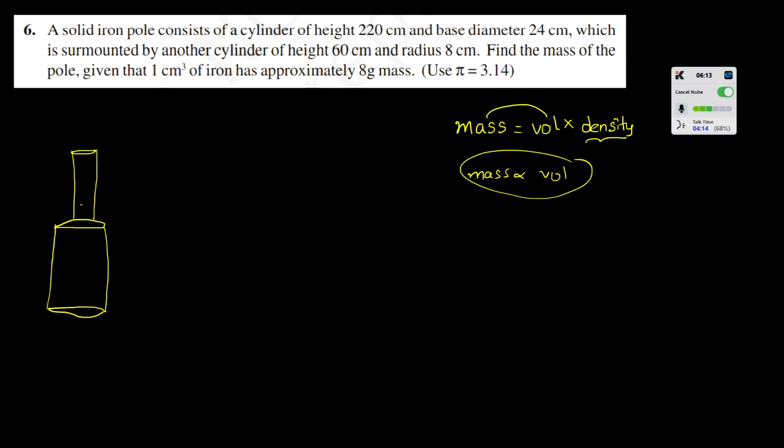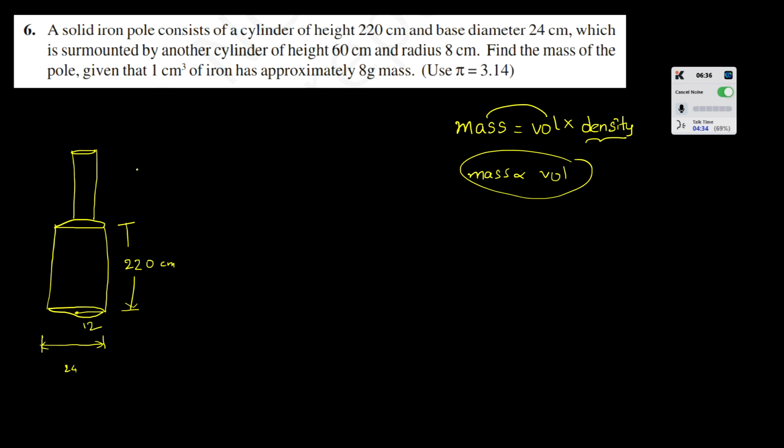So we are having two different cylinders. The cylinder height is 220 centimeter, and its diameter is 24. It means that the radius will be 12.